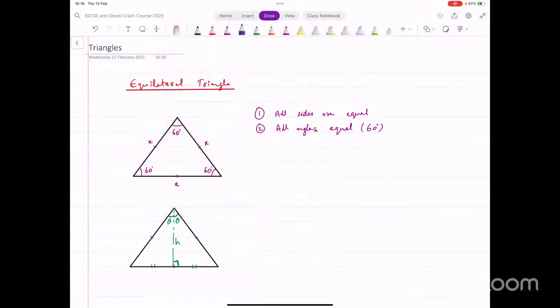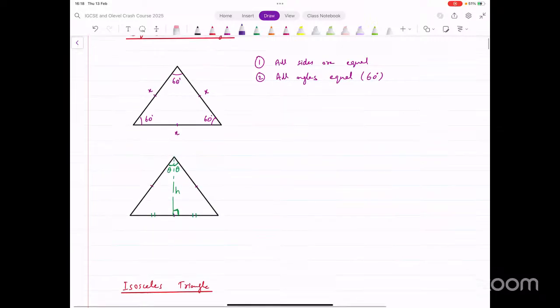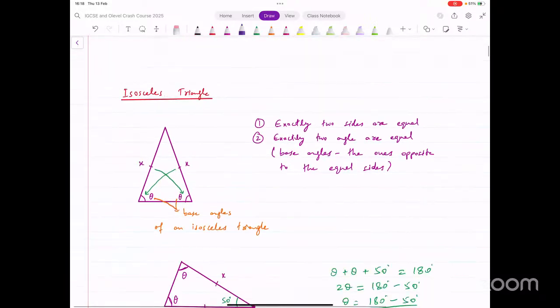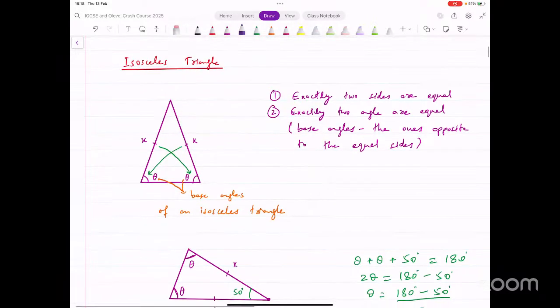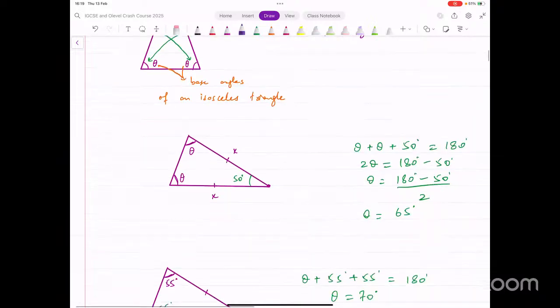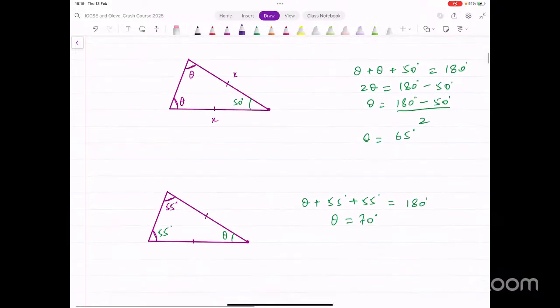We started with equilateral triangles in which all the sides and all angles are equal, all angles are 60 degrees, and all sides are going to be equal. An isosceles triangle in which two sides are equal and the base angles, what are base angles? The angles that are opposite to the equal sides, we call them base angles. They're also equal. We talked about that and how to find any missing angles in that.